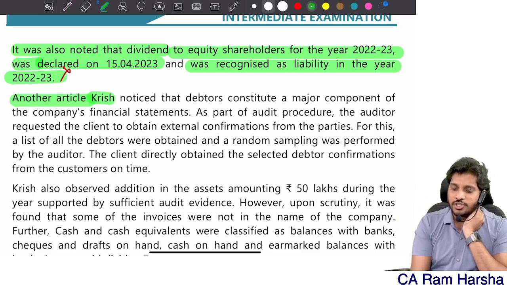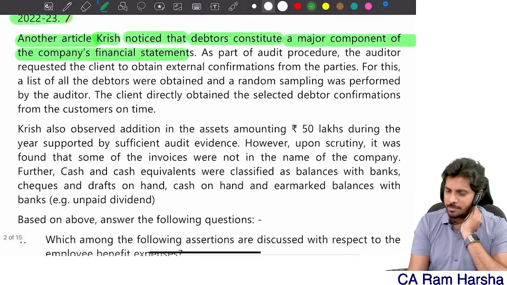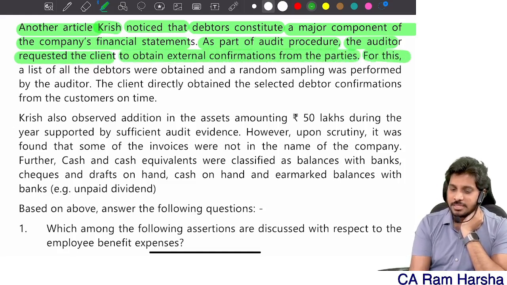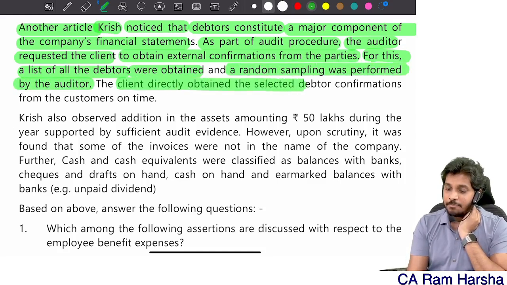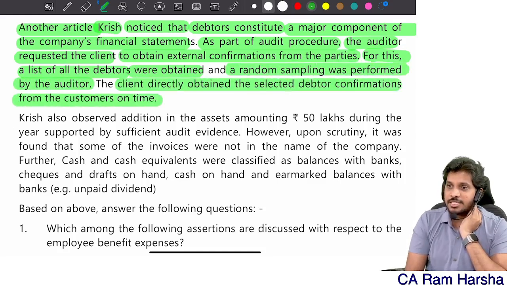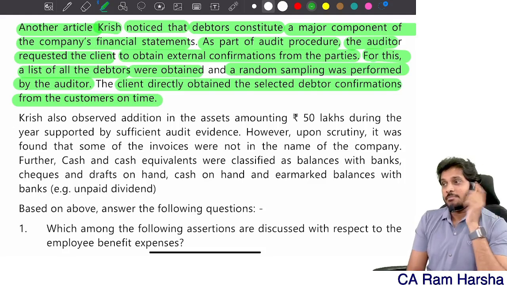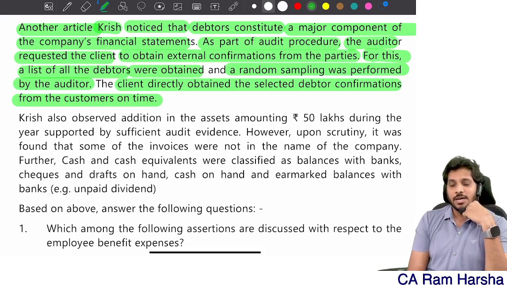Another article, Krish, noticed that debtors constitute a major component of the company's financial statements. As a part of audit procedure, the auditor requested the client to obtain external confirmation from parties. For this, a list of all the debtors was obtained and a random sampling was performed by the auditor. The client directly obtained the selected debtor confirmation from the customers on time. Who should obtain? Auditor should obtain. Client should not obtain, but with the permission of client only we send a request. But debtor should directly respond to auditor. So here it is wrong, right?